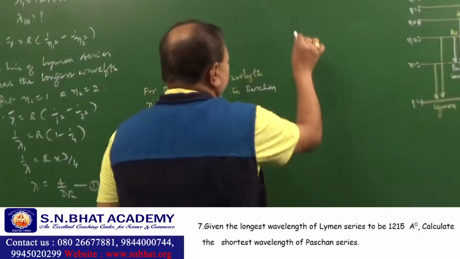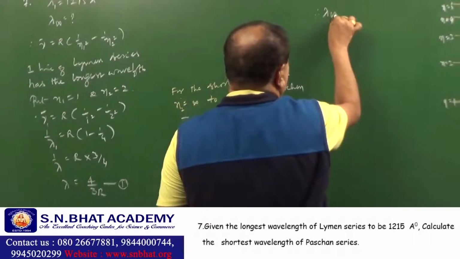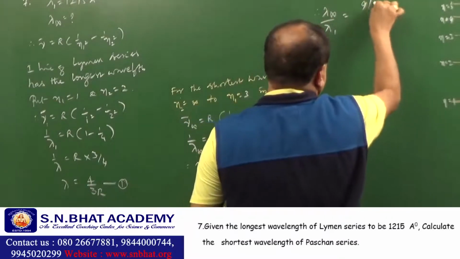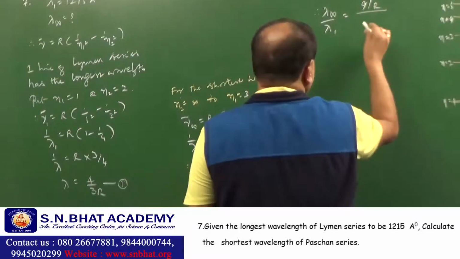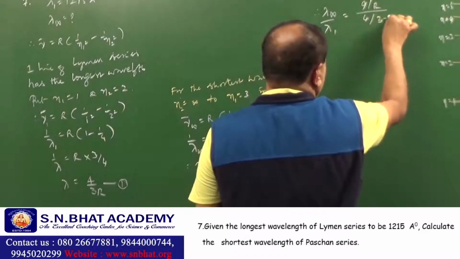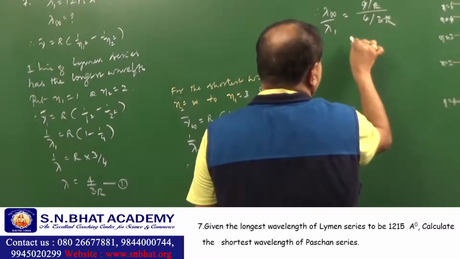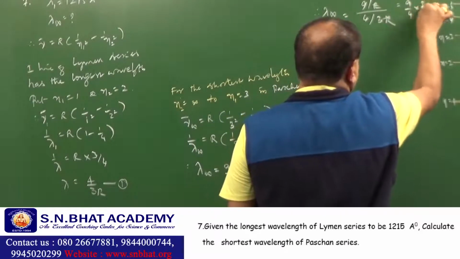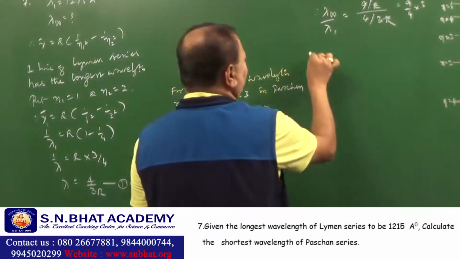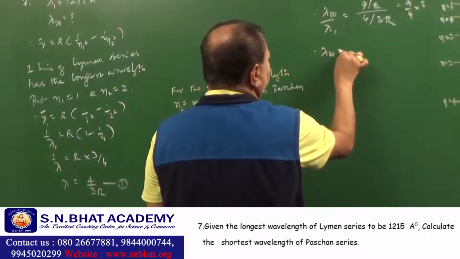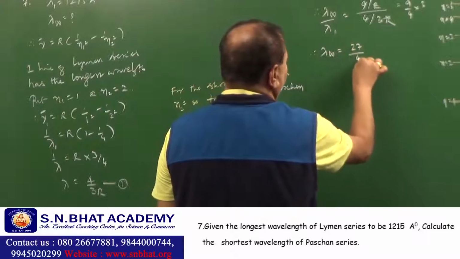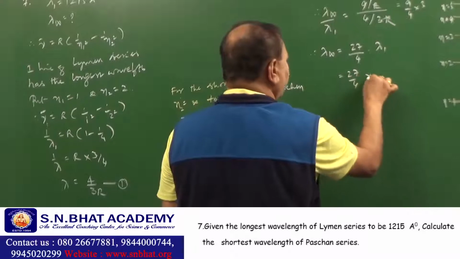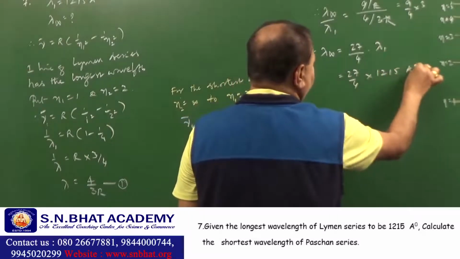Okay. Now you want to calculate the shortest wavelength of the Paschen series. What you do is you divide equation 2 by 1. Lambda infinity by lambda 1. Lambda infinity is equal to 9 by R and that's equal to 4 by 3R, where R gets cancelled. Therefore, what you are going to get is 9 by 4, this 3 comes to the numerator. Therefore, your lambda infinity is equal to 27 by 4 into lambda 1, that is 27 by 4 into lambda 1 is equal to 1215 angstroms.